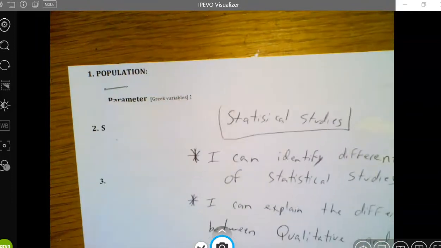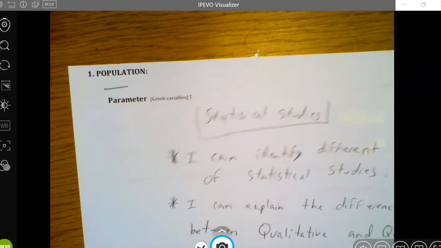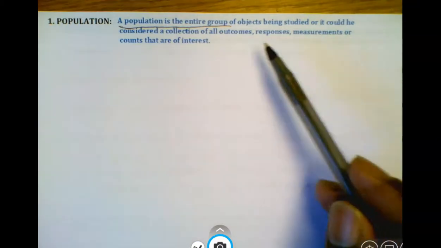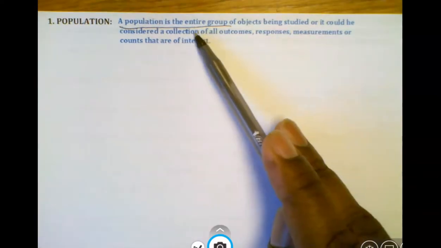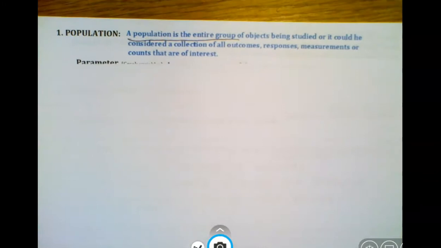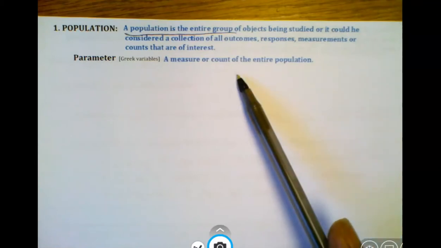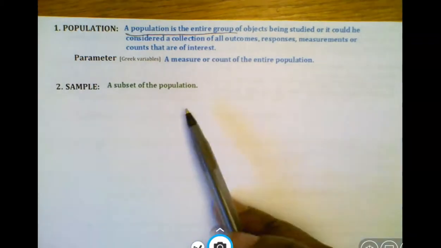So let's begin. Our first word we're going to find is population. Some of these are kind of wordy, so I'm going to give you the printed out version of some of these words. A population is basically the entire group. The rest is the entire group of objects studied, or can be considered a collection of all outcomes, responses, or measurements. But just keep in mind, a population just means the entire group. A parameter is our way of describing a population. It's a measure of the entire group, or the entire population. A sample is a subset of that population.